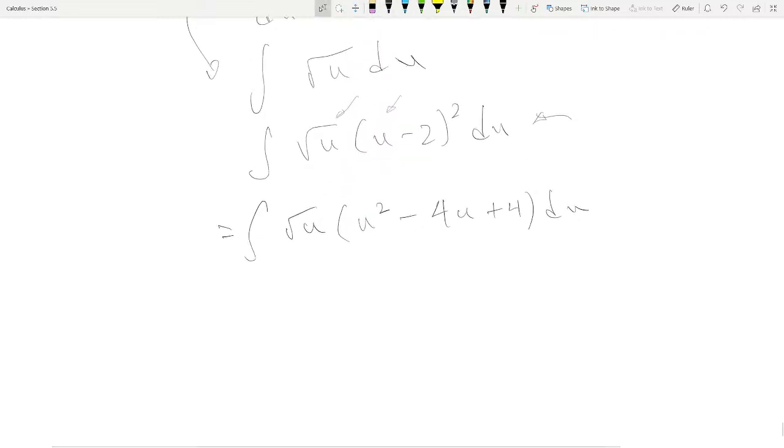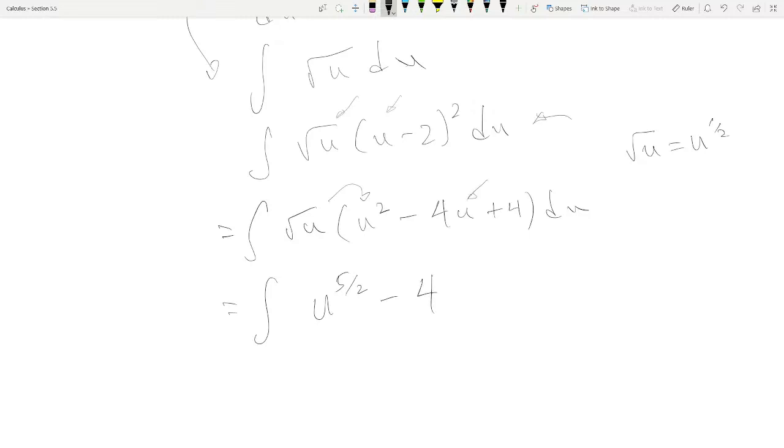And then I can incorporate the root u in and just have them all as exponents. So this u squared is the same as u to the 4 over 2, and the root u is u to the 1/2. So the first term here is going to become u to the 4 over 2 plus 1 over 2, which is u to the 5 over 2, minus 4.